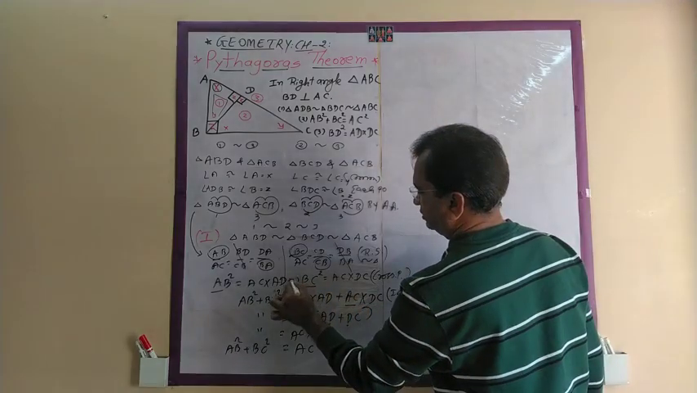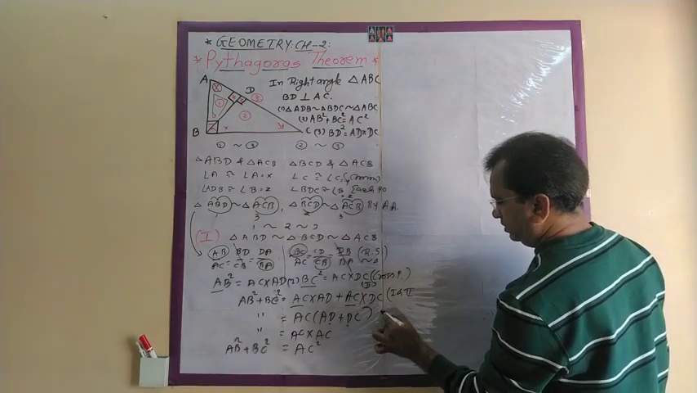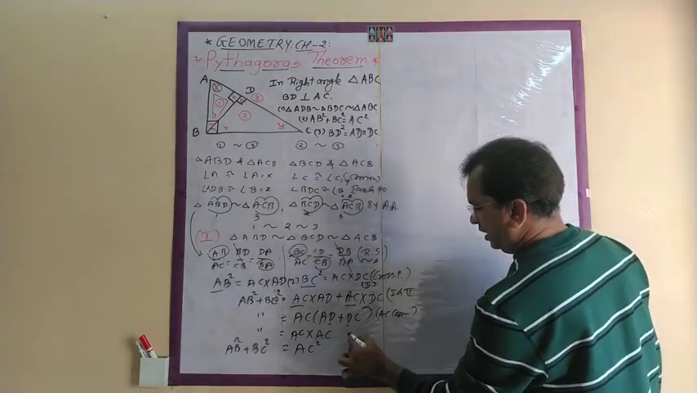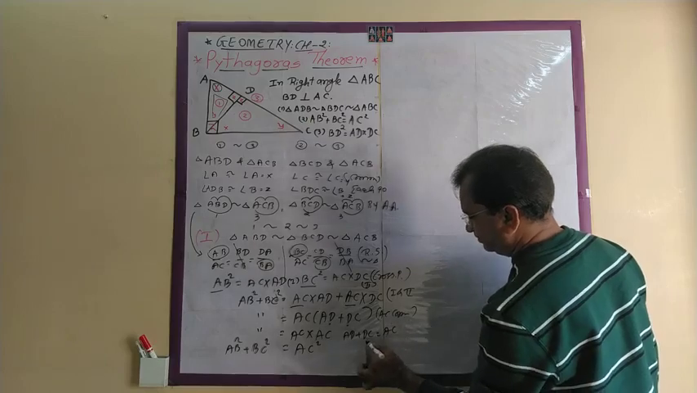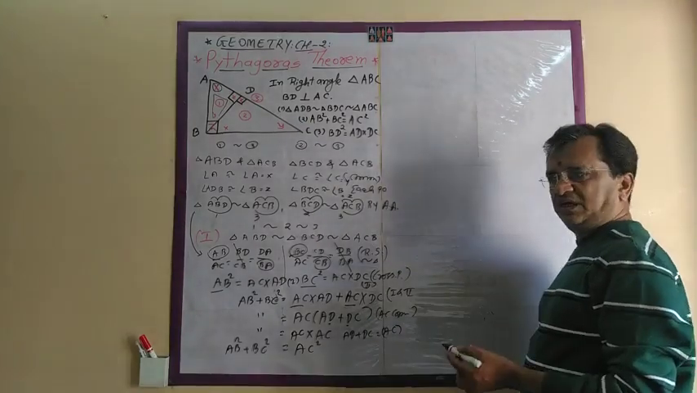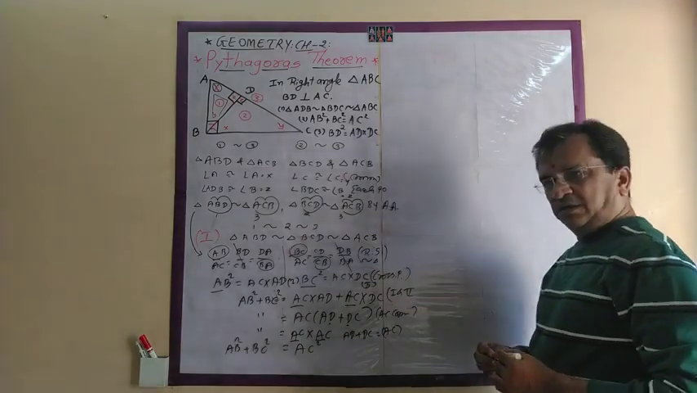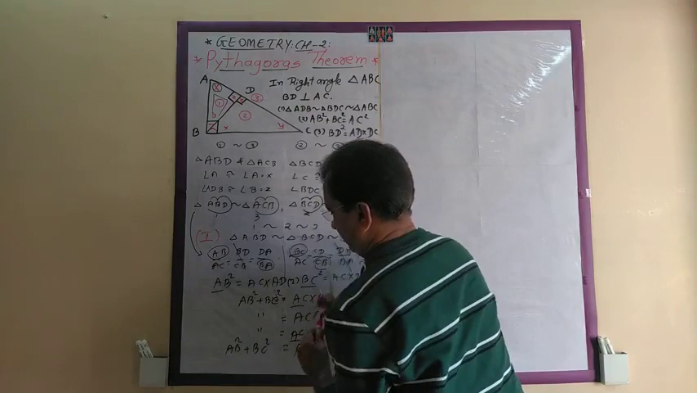This is your first equation, this is your second equation. Now AC is common. Now AD plus DC is equal to AC. Substitute it and take the product. This is your second proof.